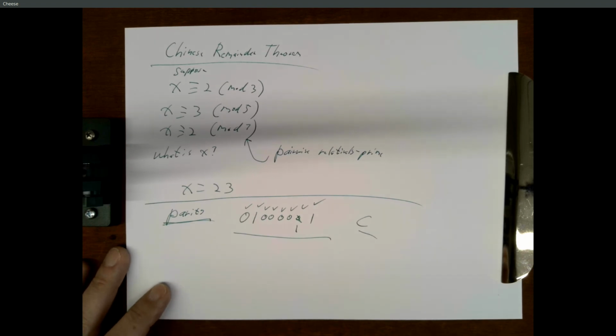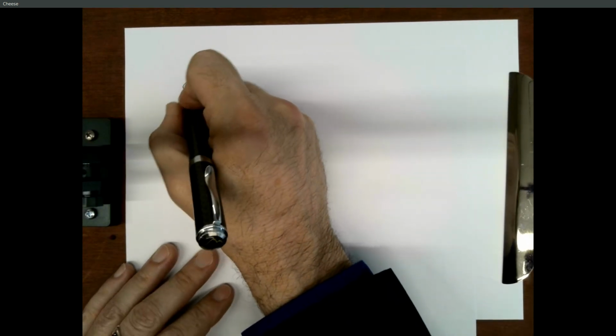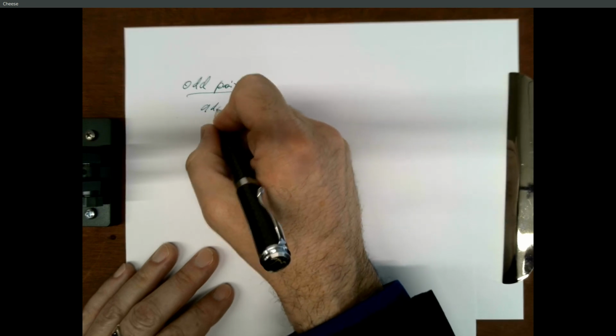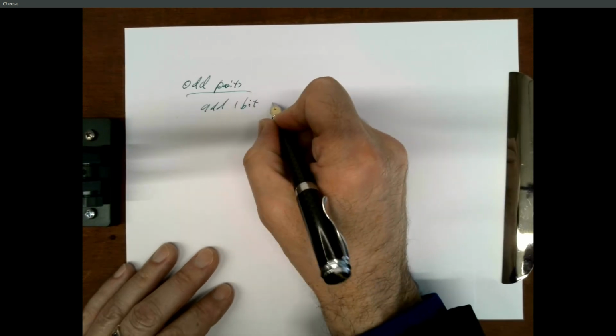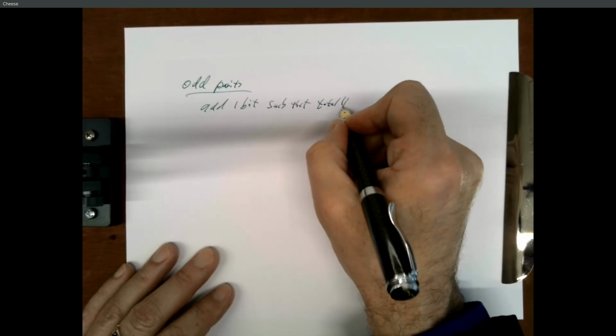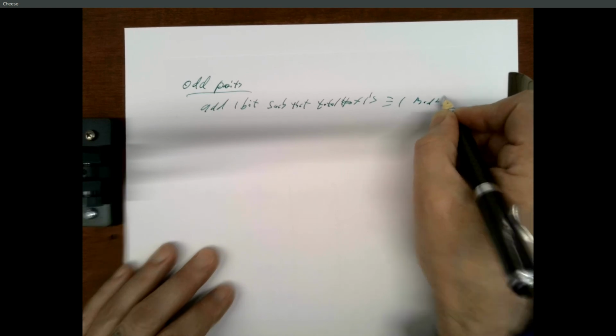So how does this work? There are two versions of parity, odd and even. So let's talk about odd parity. With odd parity, we want to add one bit such that the total number of ones is congruent to 1 modulo 2.